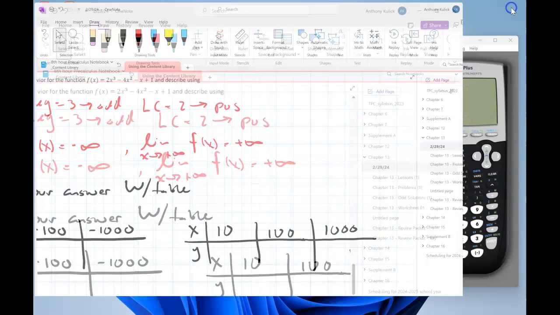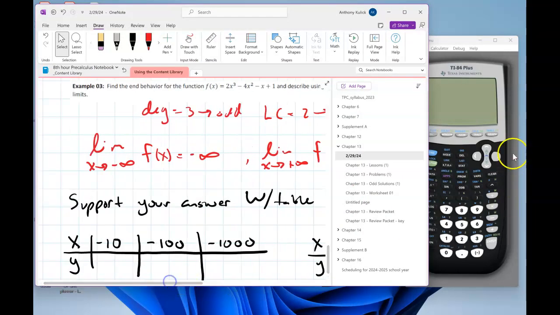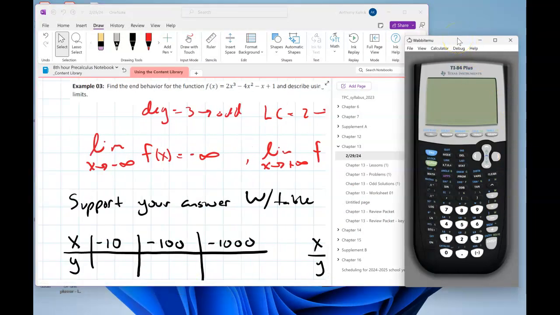And I'm just going to use my calculator now to plug those values of x into my function. So I've already typed this equation into y1. The easiest way to do this is to do y1 of negative 10, negative 100, negative 1,000. Where do I get y1 from again? I press vars, Y-vars, function y1, and then I do parentheses to tell it I'm plugging in negative 10.